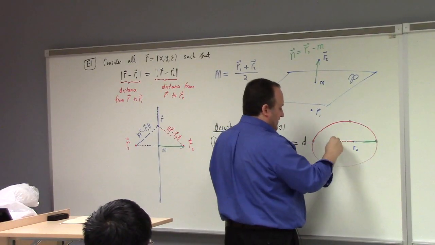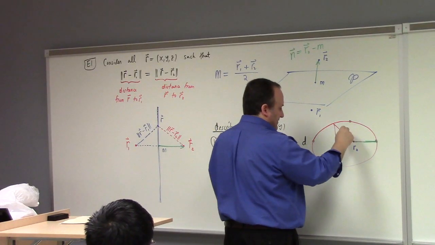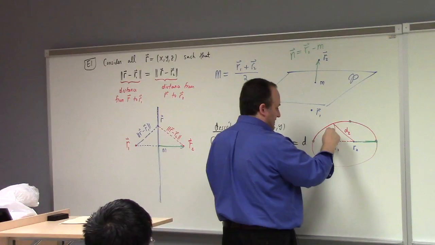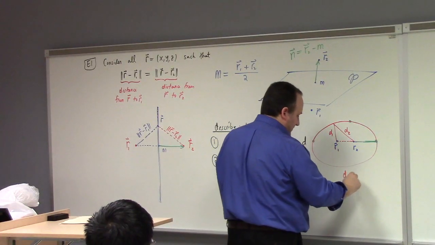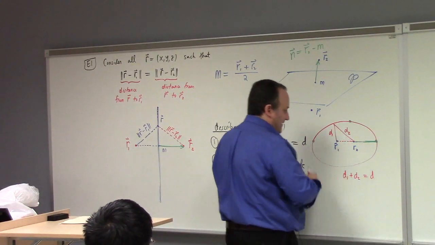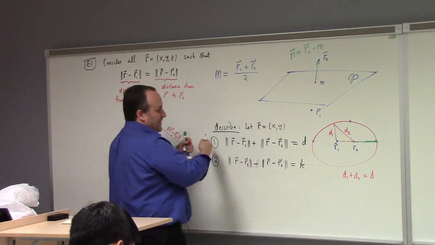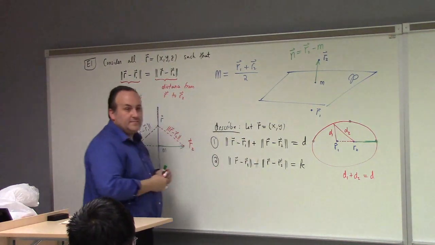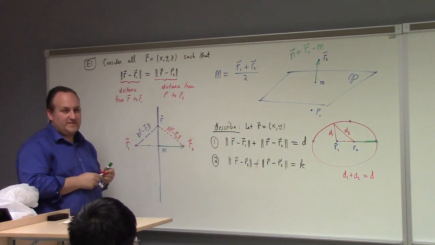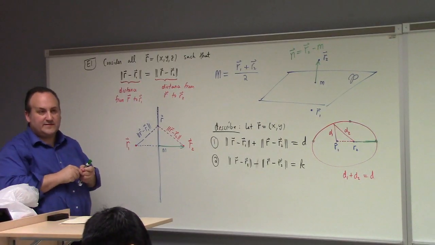But the key is that this distance, say d2, and this distance d1, d1 plus d2 should be held constant d. That forms an ellipse. This is the vector equation of an ellipse in the plane. Distance from one focal point plus distance from another focal point held equal to a constant.